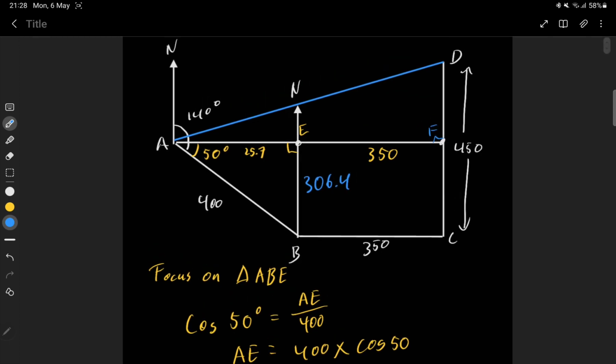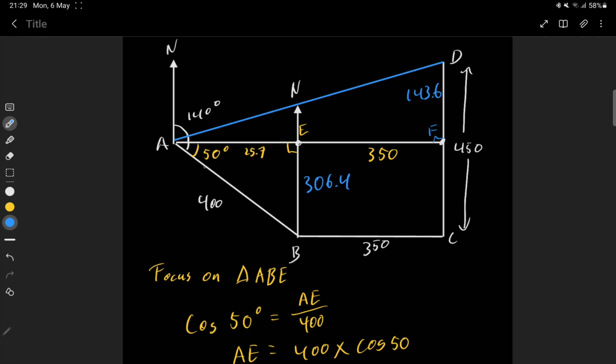Now, because side BE is 306.4, we know FC is also 306.4. Therefore, side DF is just 450 minus 306.4. So let's do that one. 450 minus 306.4. So we know that DF is 143.6. Okay, DF is 143.6.